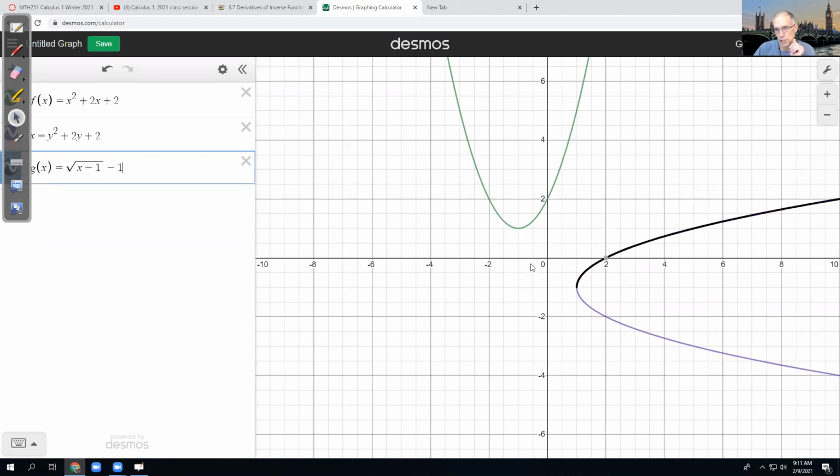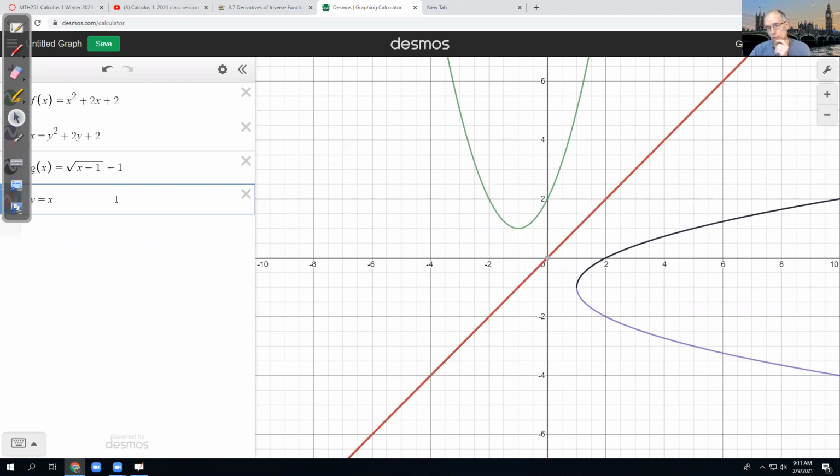See that black sits right on top of that purple piece there. So that is the inverse of that right half of the parabola above. Interesting thing about a function and its inverse, they will always be symmetric about the line y equals x, which is kind of cool.